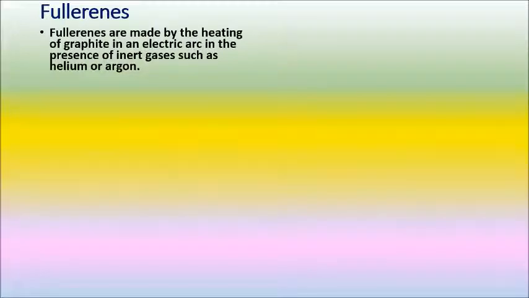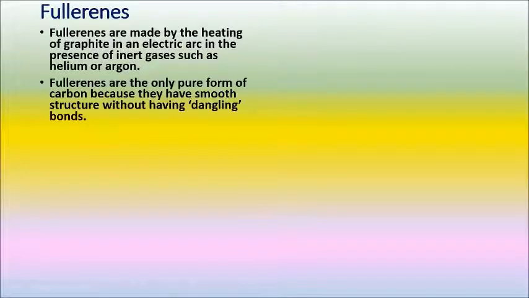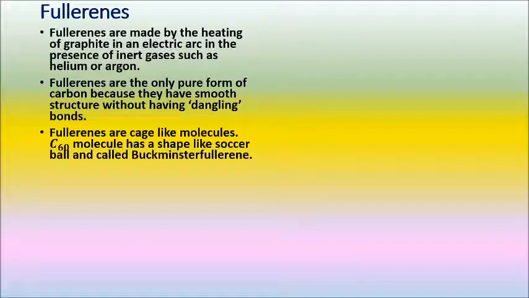The third type of allotrope is the fullerenes, and it is made by heating graphite in an electric arc in the presence of an inert gas like helium or argon. And it is the only pure form of carbon because it has a smooth structure without any dangling bonds.